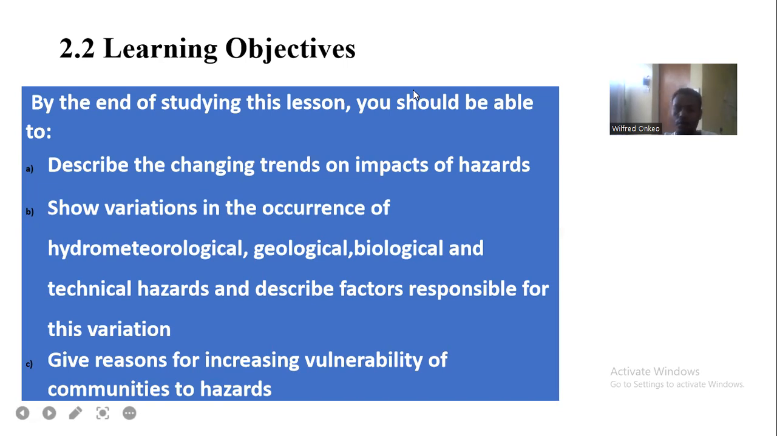The objectives of this lesson on spatial and temporal hazards: by the end of the lesson, you should be able to describe the changing trends in the impact of hazards, show variation in the occurrence of hydrometeorological, geological, biological, and technical hazards, describe the factors responsible for this variation, and give reasons for increased vulnerability of communities to hazards.